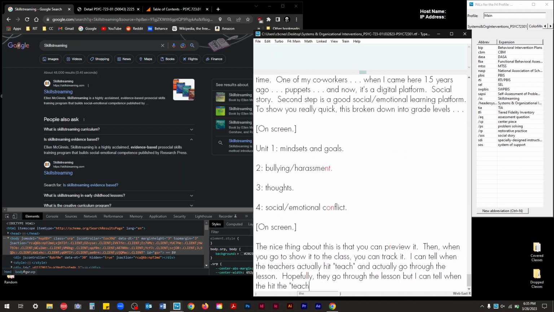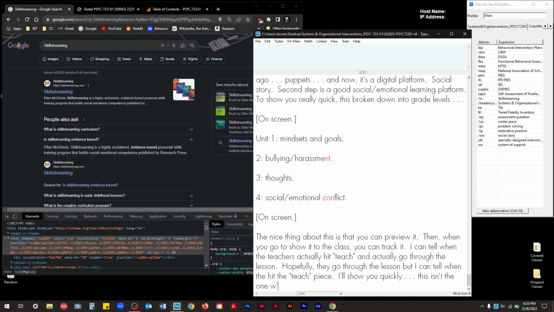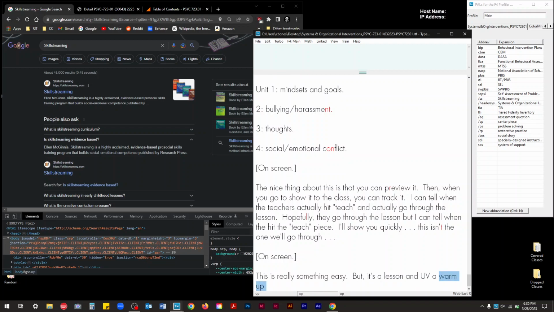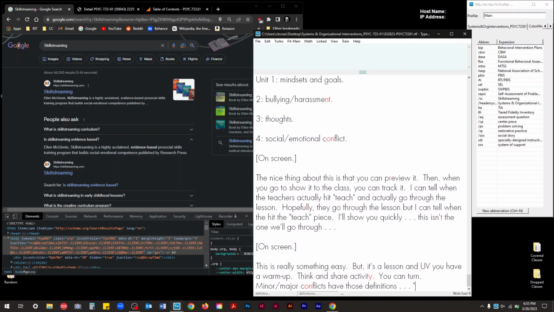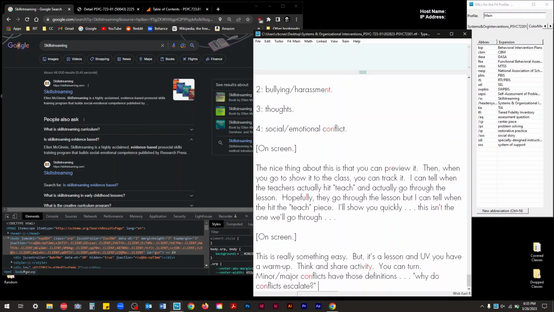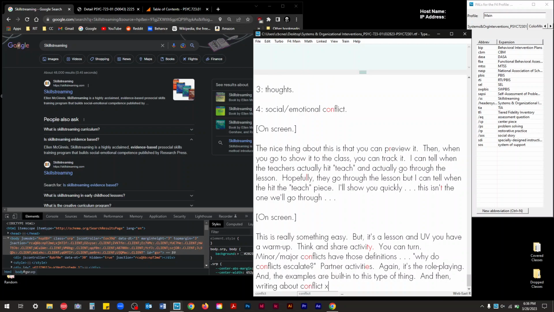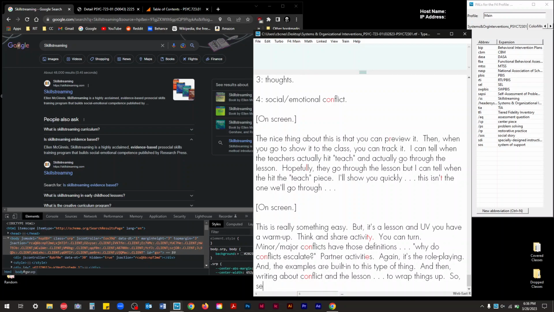But I'll show you really quick. This is not the one we're going to go through, but I'll show you what is involved in Second Step. This is really something that is pretty easy. It's a lesson and you have a warm-up, think and share type of activity. Minor conflicts, major conflicts, have those definitions. Why do conflicts escalate? Partner activities, etc. So it's really just going through, and that role playing and those examples are built into this type of thing. And then writing about conflict and about the lesson to wrap things up. So Second Step is out there, pretty well researched.